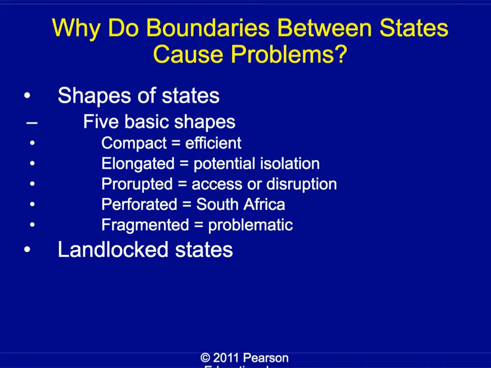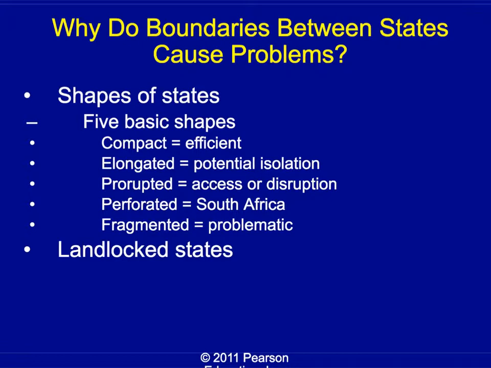Landlocked states. These are states that do not have any direct outlet to the sea. It's completely surrounded by other countries. Not a whole lot of countries are landlocked, but it is important to note that they do exist, and they have to make agreements with other countries to be able to ship things internationally, to cross borders and engage in commerce beyond their own country. Perforated, and we're going to talk about each one of these.